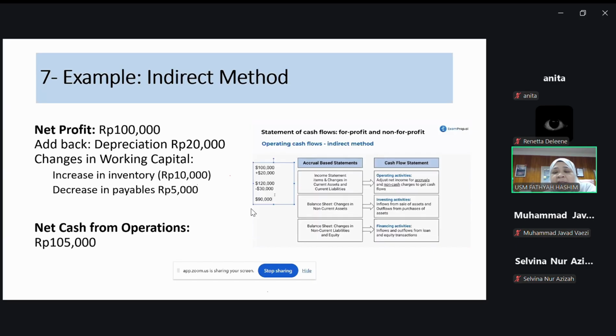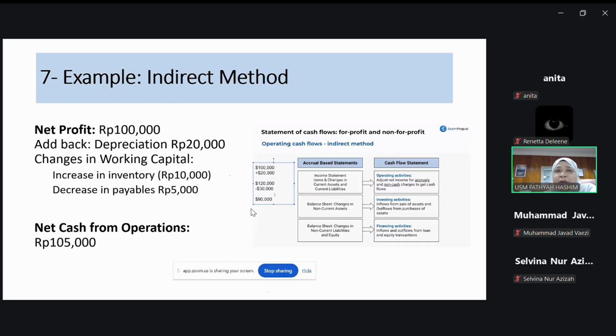That 10,000 increment shows that you have more inventory in hand, right? What does it tell you? You're not able to sell your inventory to customers. So you need to subtract that. You're not getting that money, the 10,000.